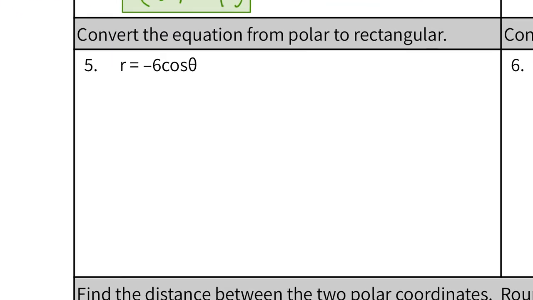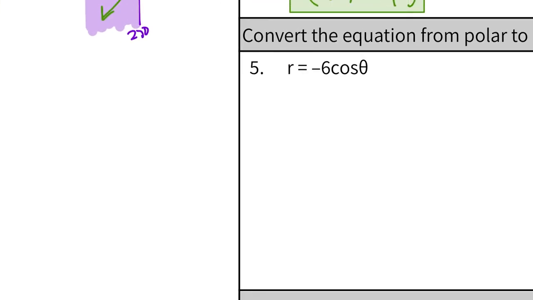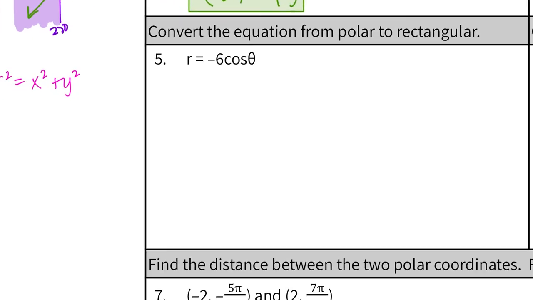So I want that r, this one here, to become r squared because I know that r squared is equal to x squared plus y squared. So how could I make that r become squared? Well, let's multiply both sides by r. Then that gives me r squared is equal to negative 6r times cosine theta.